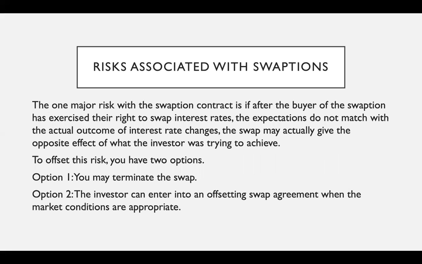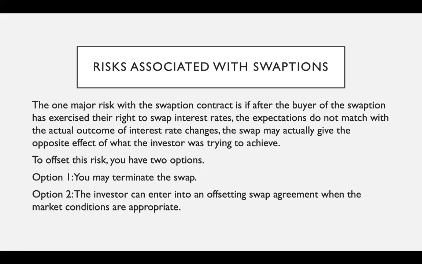So what are the risks associated with swaptions? The one major risk with the swaption contract is if, after the buyer of the swaption has exercised their right to swap interest rates, the expectations do not match with the actual outcome of the interest rate changes. The swap may actually give the opposite effect of what the investor was trying to achieve. To offset this risk, you have two options.